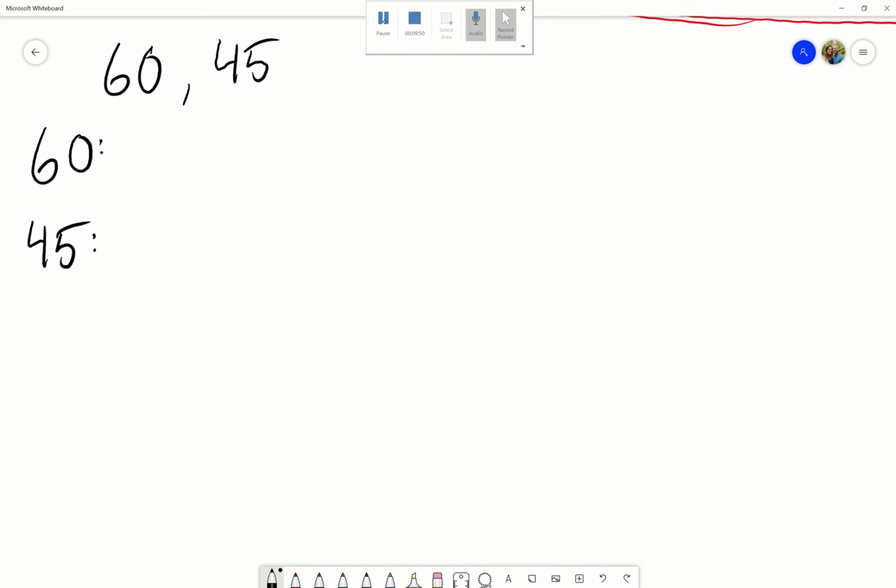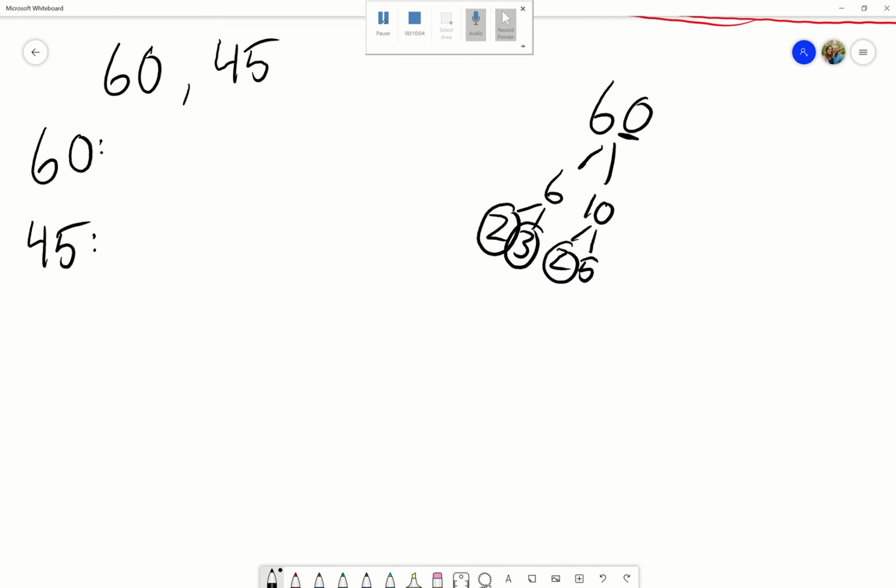60 breaks down into 6 times 10. I like these 0 ones. It always gives me a times 10. 6 breaks down into 2 and 3. 10 breaks down into 2 and 5. Great, so 60 is 2 times 2 times 3 times 5. Do you see why it's good to put our prime factorizations in numerical order? It helps us to be able to identify things in common when we put them in numerical order.